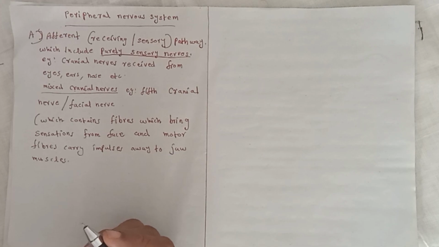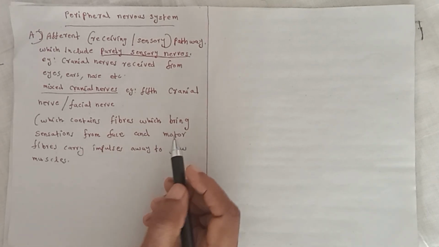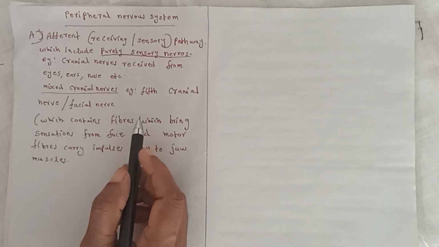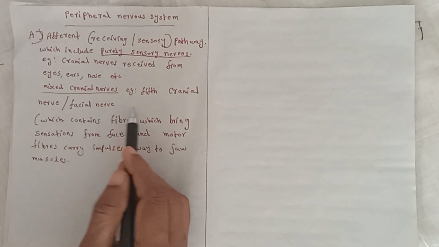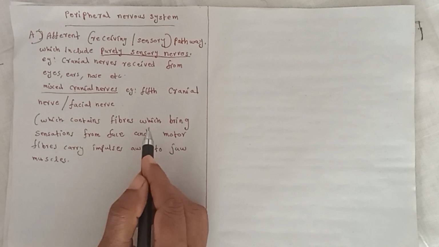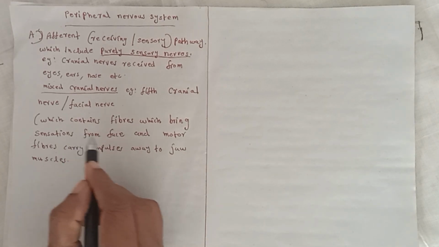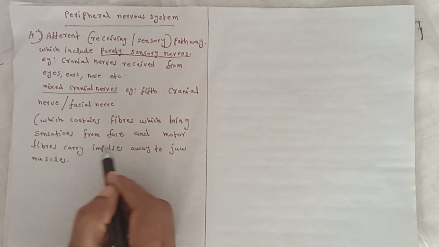The afferent, receiving or sensory pathway, has purely sensory nerves and mixed cranial nerves. The purely sensory nerves, for example cranial nerves, receive from the eyes, ear, nose, etc. And mixed cranial nerves, for example the fifth cranial nerve or facial nerve, contain fibers which bring sensation from the face and motor fibers which carry impulses away to the jaw muscles. So it is known as a mixed nerve.